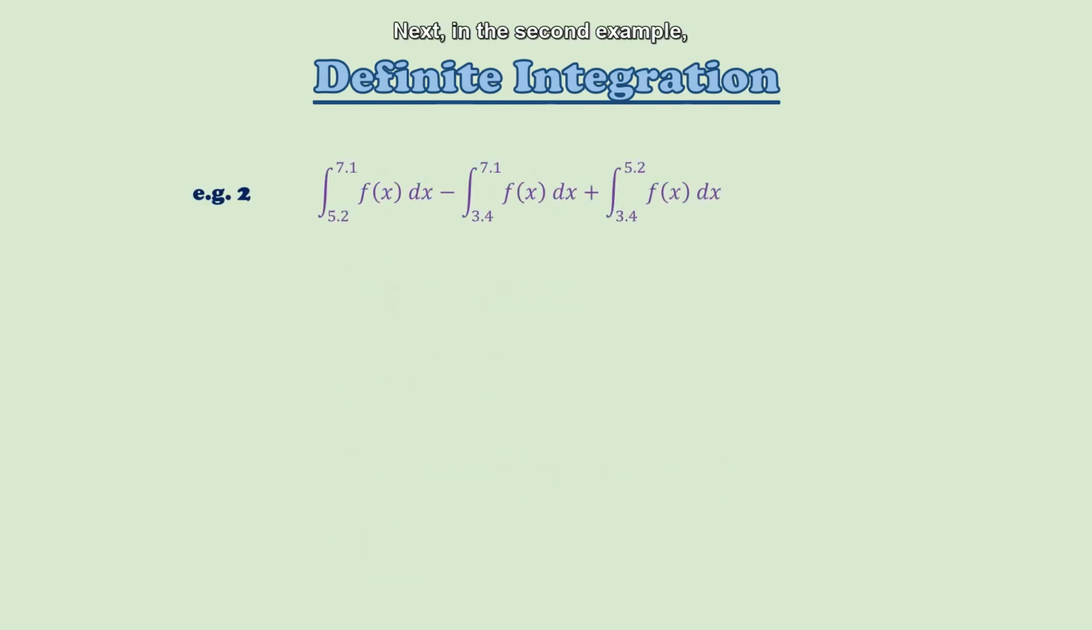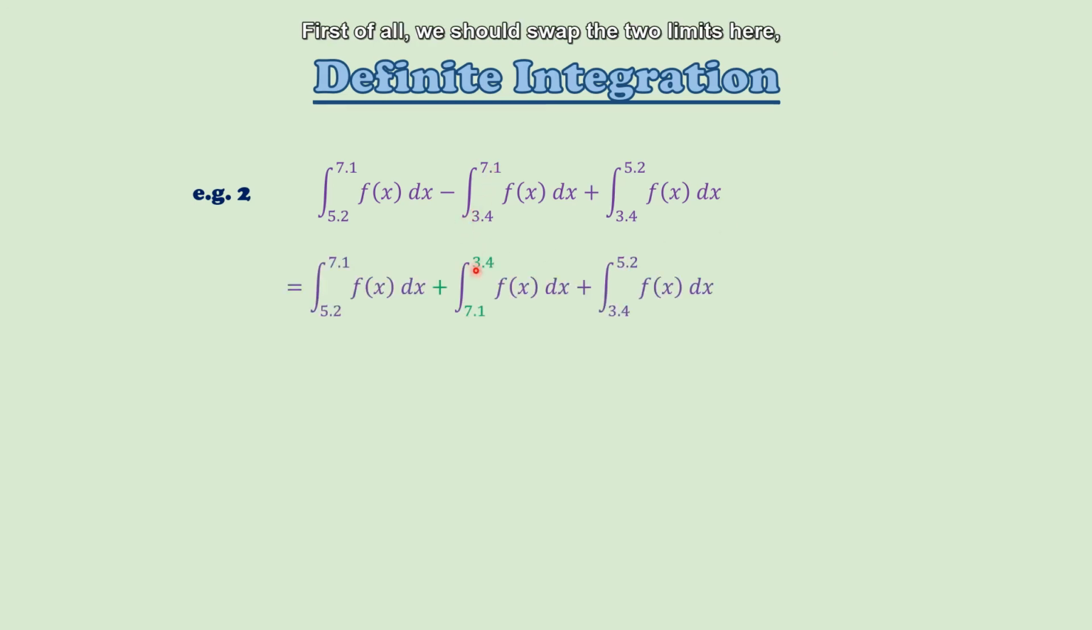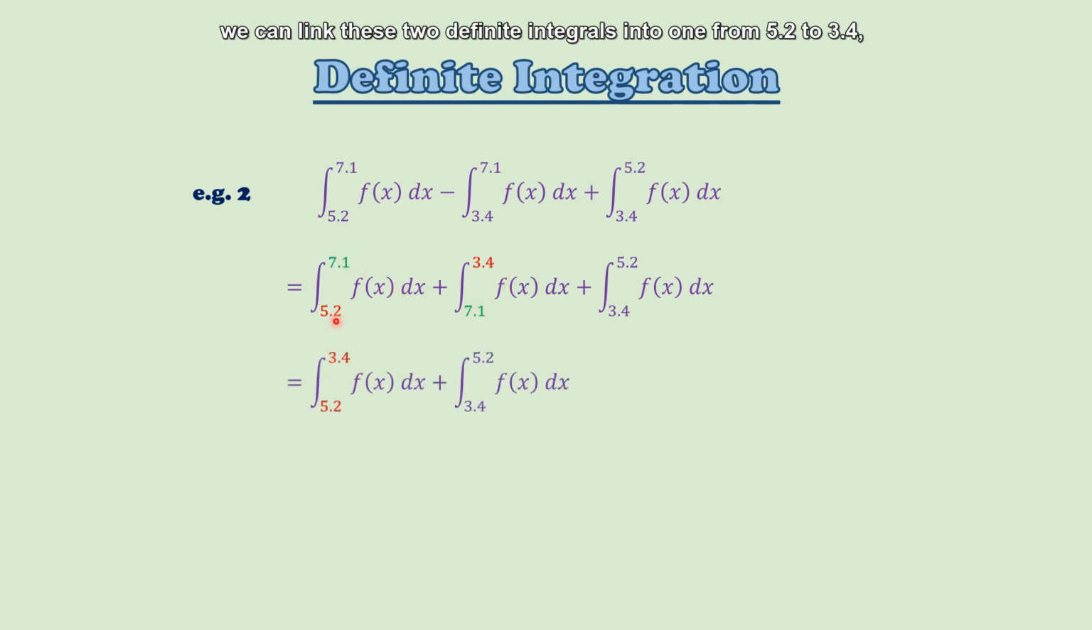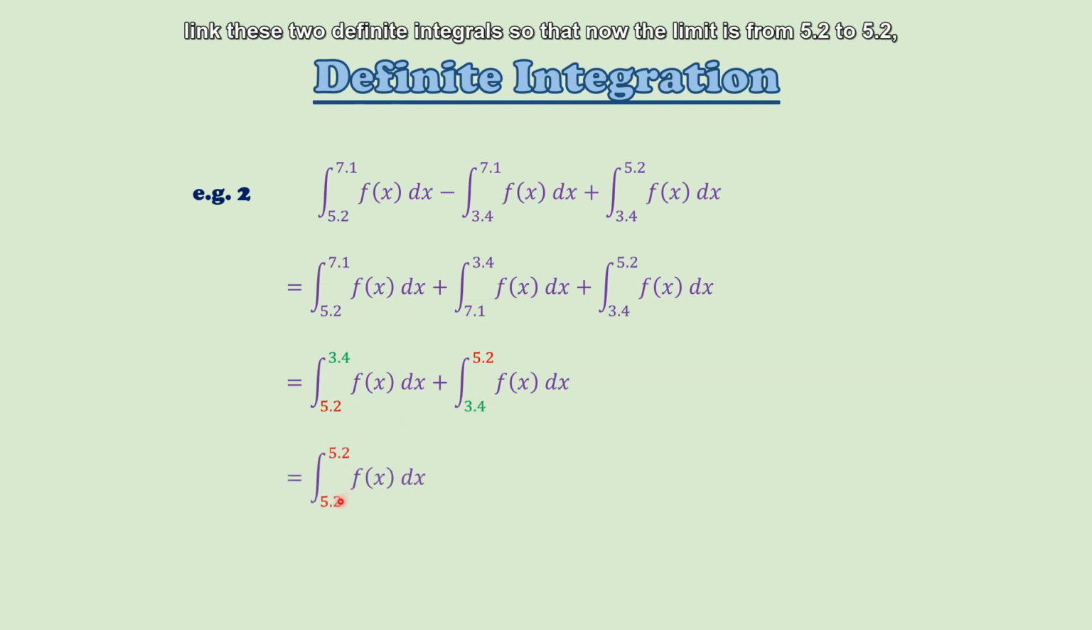Next, in the second example, the function is unknown and we should apply the properties that we have learned to do simplification. First of all, we should swap the 2 limits here and then make this subtraction addition. We want to do so because now we can link these 2 definite integrals into one, from 5.2 to 3.4. And then we can further link these 2 definite integrals so that now the limit is from 5.2 to 5.2. And then we have learned that it is equal to 0.